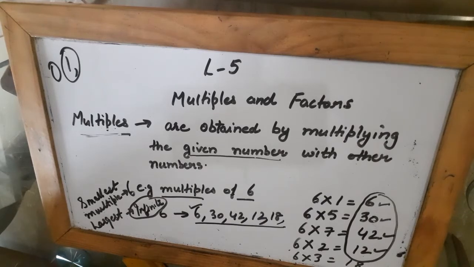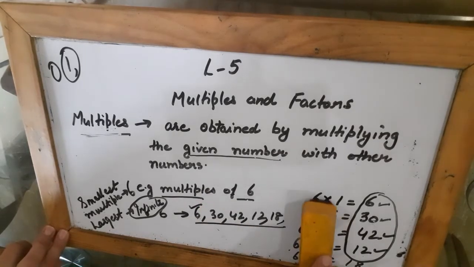As numbers are infinite, the multiples of a number are also infinite, while the smallest multiple is the number itself. 6 ones are 6, so the smallest multiple is the number itself, and the largest multiple is infinite. I can multiply 6 with any number to get a multiple of 6. So what are multiples? Multiples are obtained by multiplying the given number, in this case 6, with other numbers.